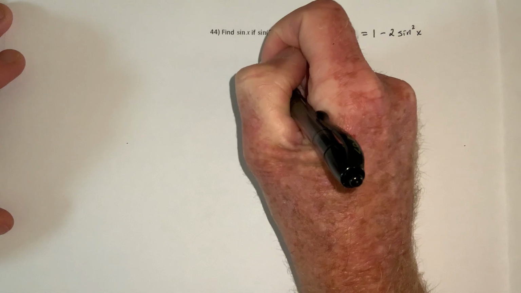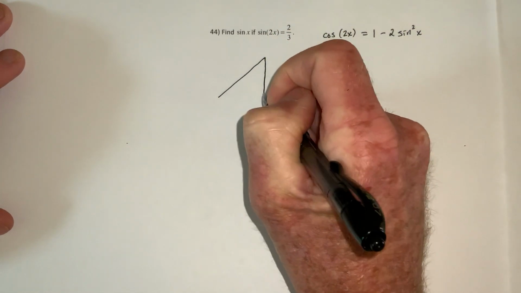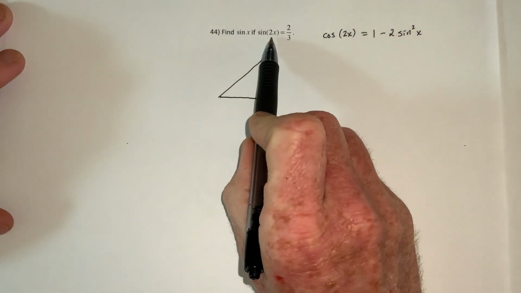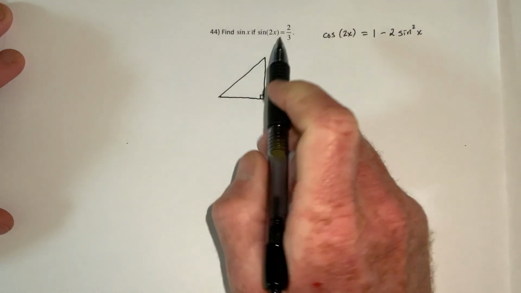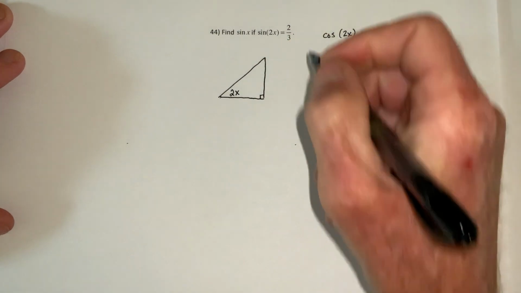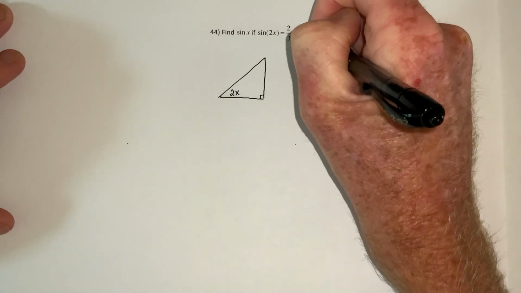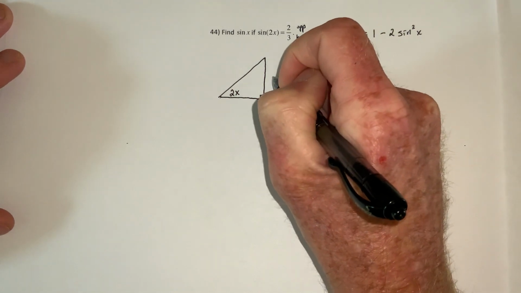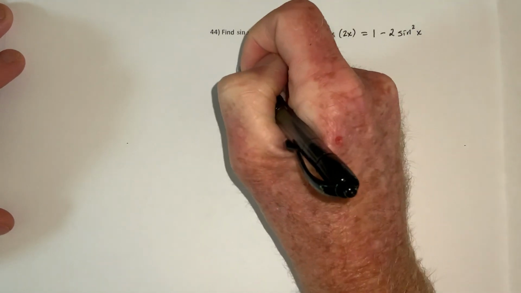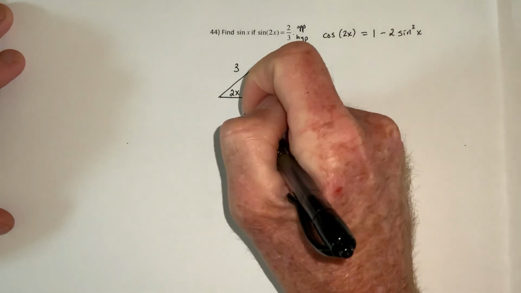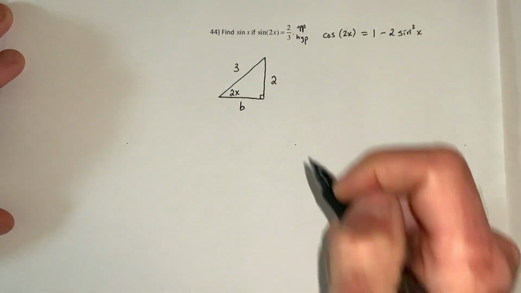So what I could do is make a right triangle. This part right here is saying the angle is called 2x. So this is the angle 2x. And then sine is opposite over hypotenuse. So the opposite side is 2. The hypotenuse is 3. And then I don't know what this side is, so I'll just use the letter b.